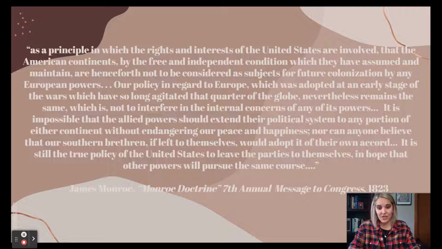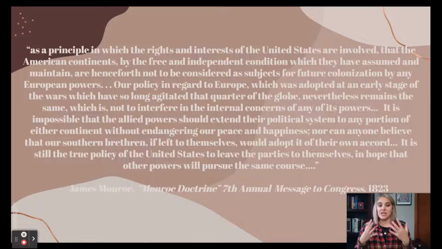Nor can anyone believe that our southern brethren, if left to themselves, would adopt it of their own accord. It is still the true policy of the United States to leave the parties to themselves in hope that other powers will pursue the same course."